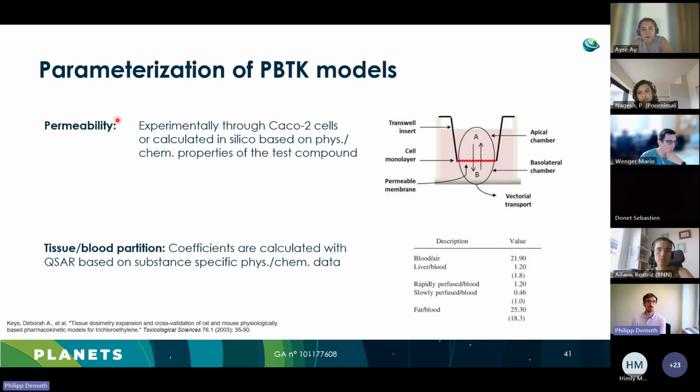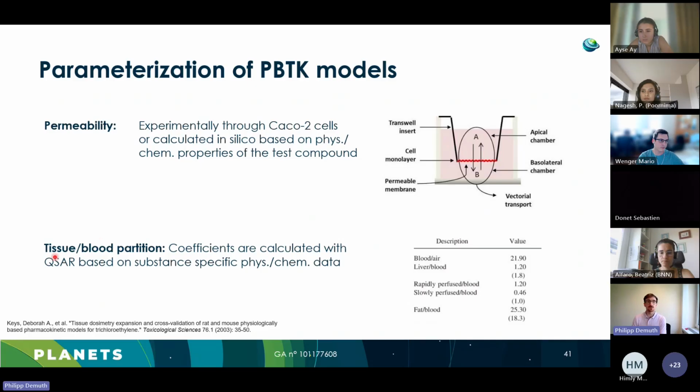Then you have the permeability as an important parameter after oral uptake. For example, in inhalation, you might also incorporate this parameter, but it's mainly important for oral and dermal uptake. And here you can apply certain in vitro systems, for example, Caco-2 cells, which are cultivated as a monolayer. And then you measure the uptake of the compound across this monolayer in vitro. And this gives you an input parameter for your model and information about how well the compound is taken up via the gut, for example.